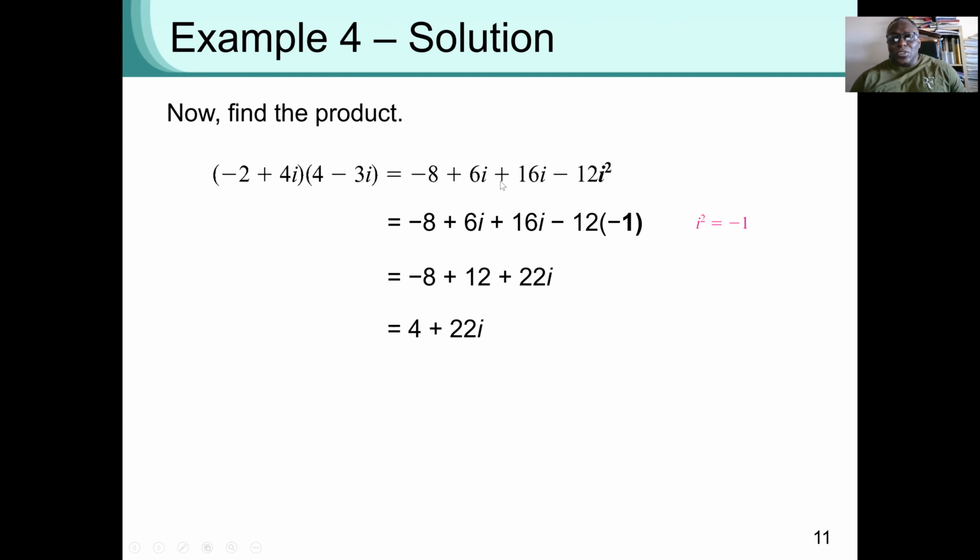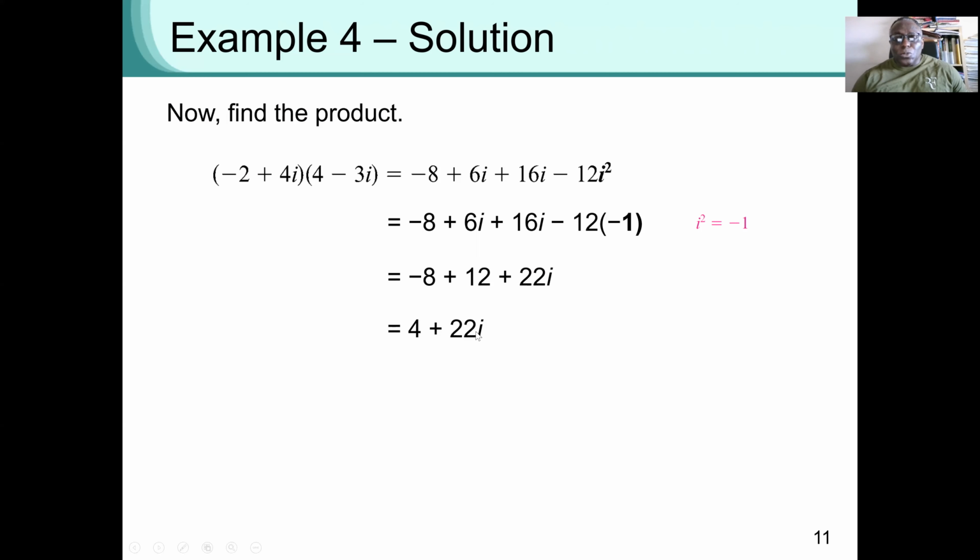Now we combine the like terms. So we have 6i and 16i. We can combine these two and that will give us 22i, 6 plus 16 is 22. Then we have negative 8. Now we know that i squared is the same as negative 1. So negative 12 times negative 1 will give me positive 12. So we get negative 8 plus 12 plus 22i. Then we combine the like terms, negative 8 plus 12 gives me 4 plus 22i. So that will be our final solution.